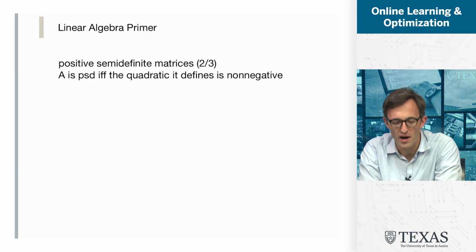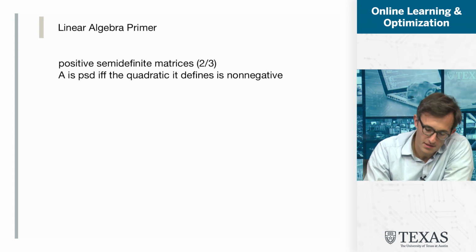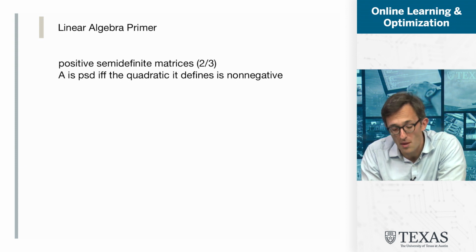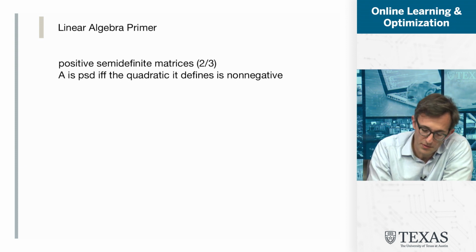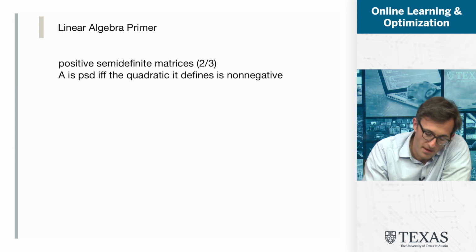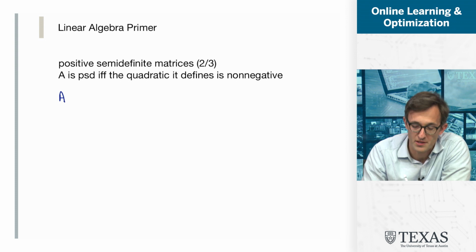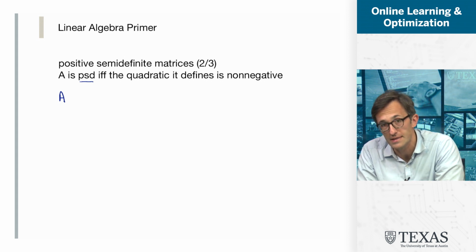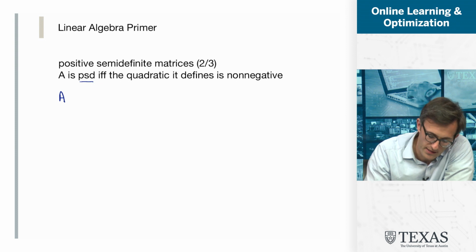So let's see why this is important for us. First of all, let's check a particular property of semidefiniteness. What this statement says is that an n by n symmetric matrix A is positive semidefinite, PSD for short, if and only if the quadratic it defines is everywhere non-negative. So what is that? Let's write that in symbols.